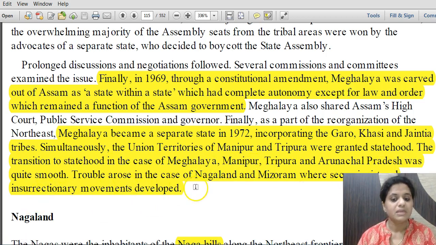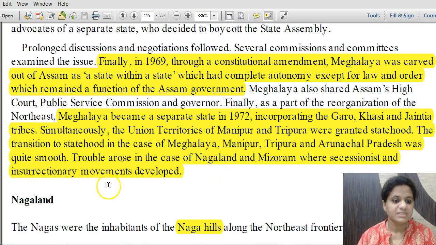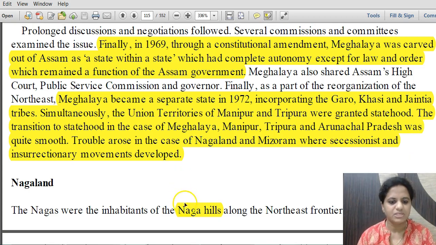But trouble arose in the case of Nagaland and Mizoram, where secessionist and insurrectionary movements developed. So out of the northeastern states, you can see Arunachal Pradesh has been formed, Meghalaya has been formed, and even Manipur and Tripura have been formed. But two states formed in the northeast which created trouble were Nagaland and Mizoram. So we'll discuss them. First, Nagaland.